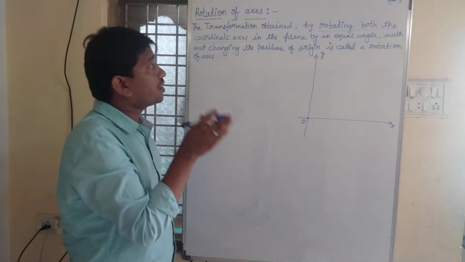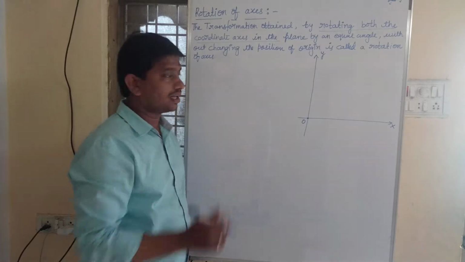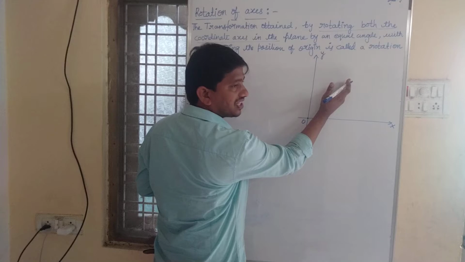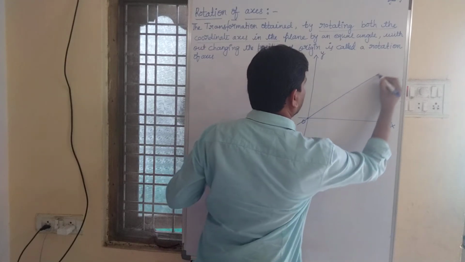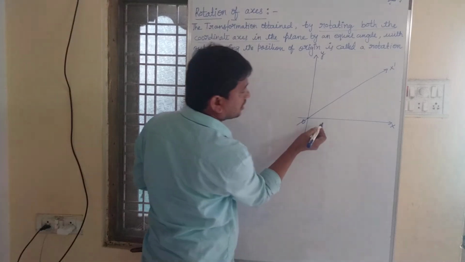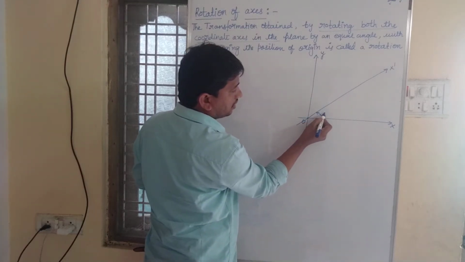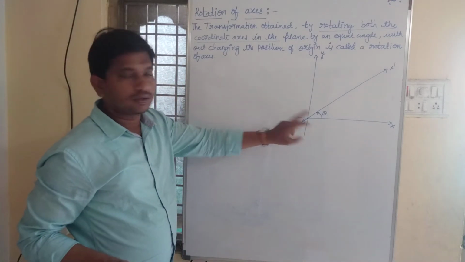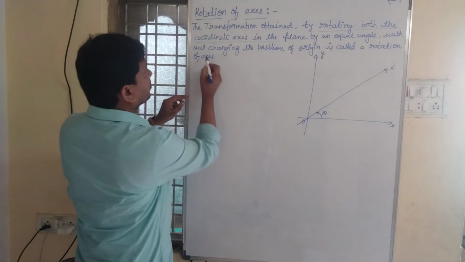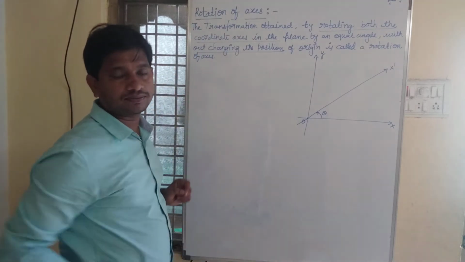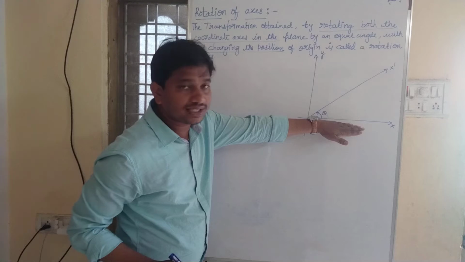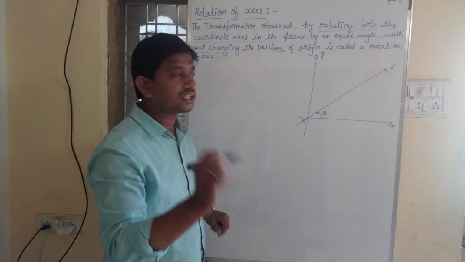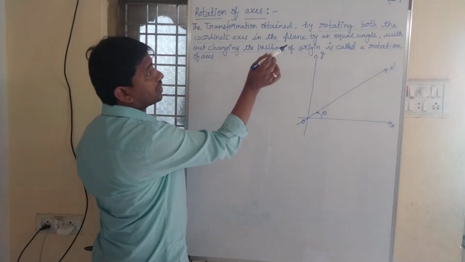Let us rotate the coordinate axes in the plane by an equal angle. So this is our OX. Let us rotate this axis with a certain angle. This is our OX dash. Let us rotate with a certain angle in the positive direction about the origin without changing the position of origin. So this is our original axis OX and this is our new axis OX dash. Is it clear?